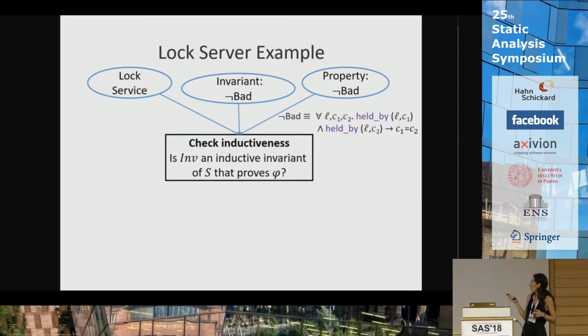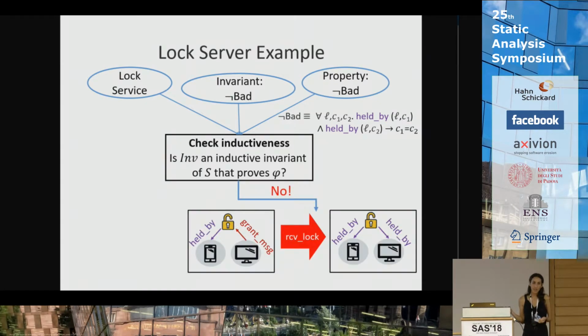So here, both the property and the first attempt for an invariant would be that for every lock and two clients, if the lock is held by both clients, then these clients are the same. And now, if we use IV with that and try to check inductiveness, I believe you can guess that it's not yet inductive. And this is really what IV would tell us. And it will also give us this counterexample to induction.